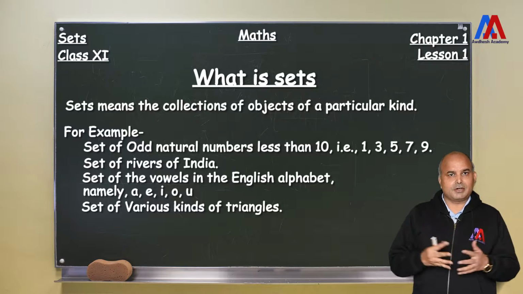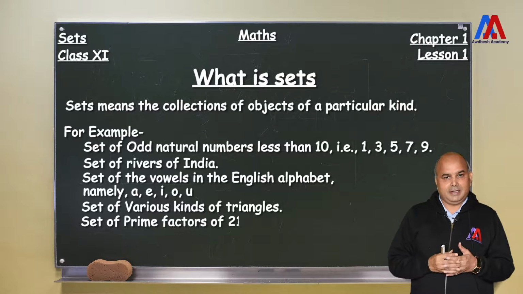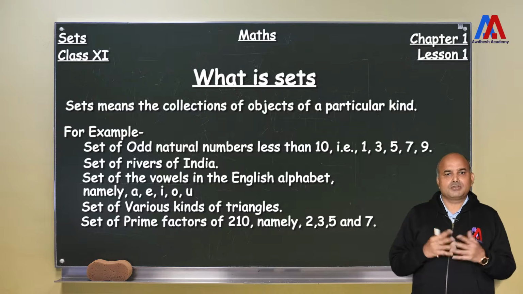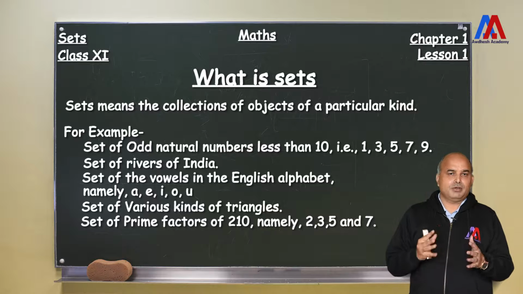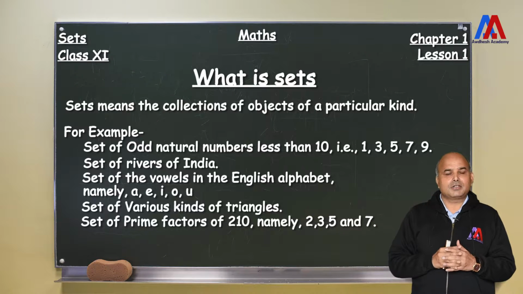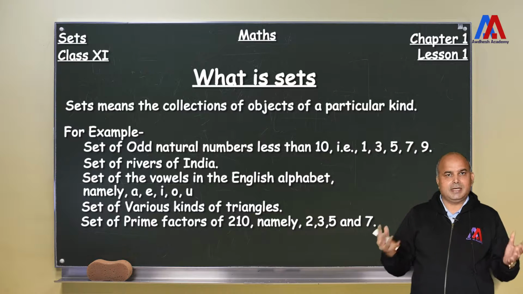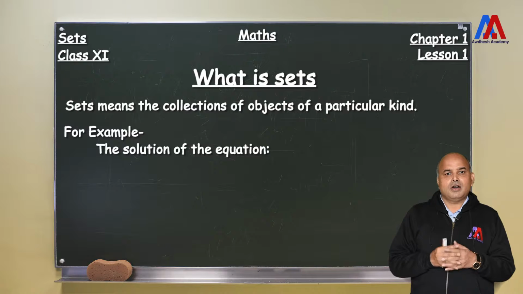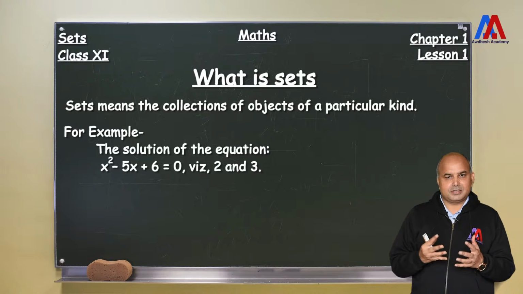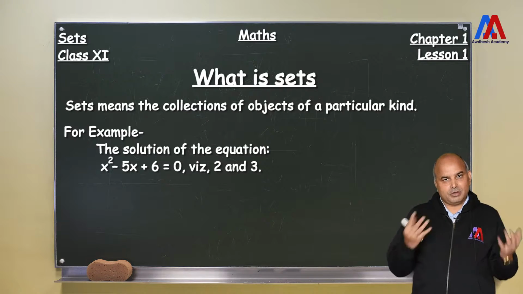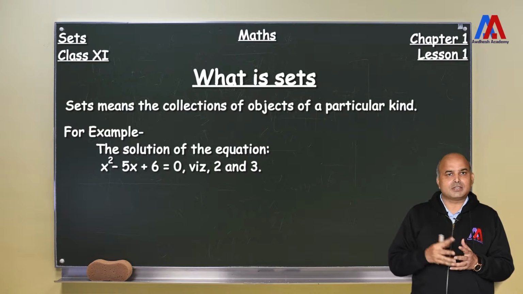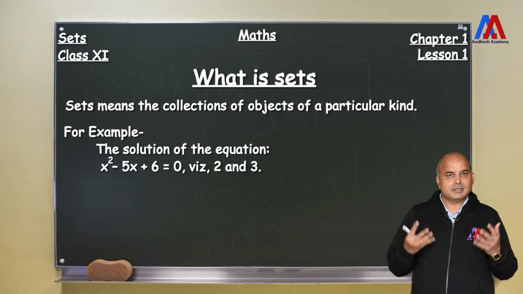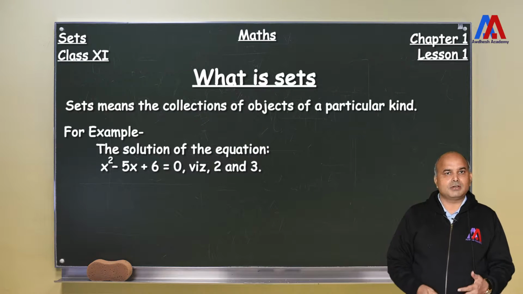We can have another set, for example, the prime factors of 210. So if we factorize 210, we get another set, and that set will be 2, 5, 3 and 7, because these are the different prime factors of 210. Other factors will be even numbers, and that we will exclude. In the same way, for the solution of the equation x square minus 5x plus 6 is equal to 0, we can have a set, because if we solve this equation, we get 2 solutions of this quadratic equation, and that will be 2 and 3. So if we write 2 and 3, that will become a set of the solutions of this particular quadratic equation.